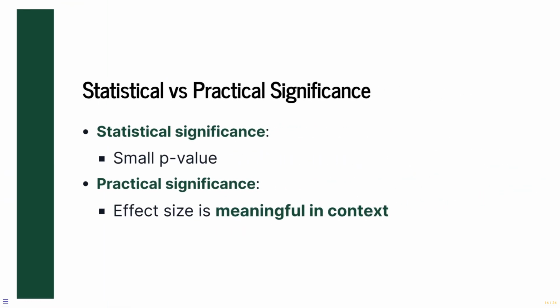Next, it is important to distinguish between statistical significance and practical significance. Statistical significance tells us whether the data provide enough evidence to reject the null hypothesis. Practical significance asks a different question. It asks whether the size of the effect is large enough to matter in the real world. A result can be statistically significant, but still too small to be meaningful.